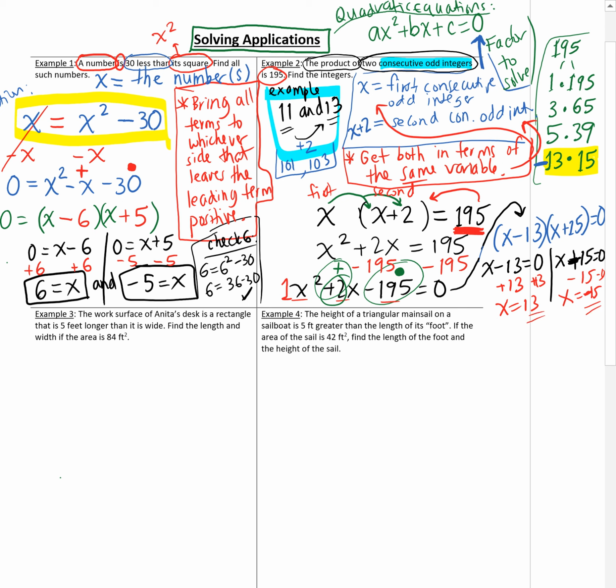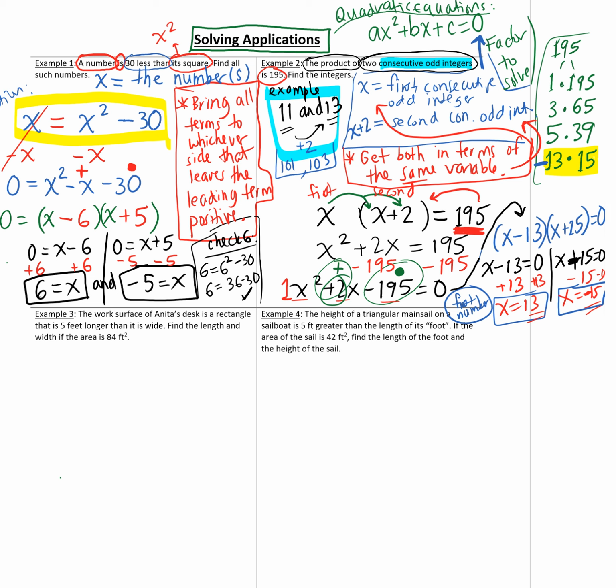Like, if it was positive 13, positive 15, then those would be consecutive odd numbers. But the fact that one of them's positive and one of them's negative, they're not the pair of numbers I want. But if I just found x, remember what x was? X was the first number. So that means we have 2 options. The first number could have been 13, and I don't really know what the second number is. Or it could be that the first number was negative 15, and I don't know what the second number is yet. So I actually am not done yet.